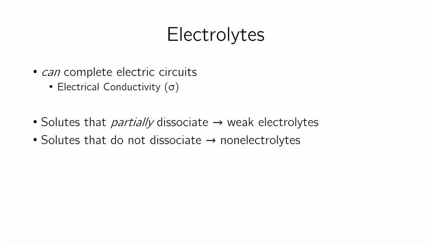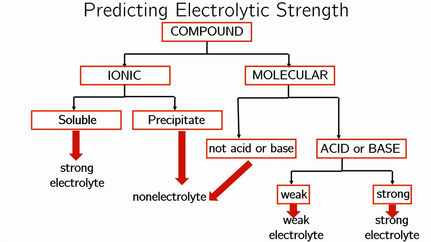What we will do in this course is try to predict which of these three categories you will see. So I created this little map here. If I give you a compound and I want to know if it's a strong electrolyte, weak electrolyte, or non-electrolyte, follow this mapping and you will always get it right. If I have an ionic compound, figure out if it's a soluble salt or a non-soluble salt. If it's a soluble salt, it's a strong electrolyte.